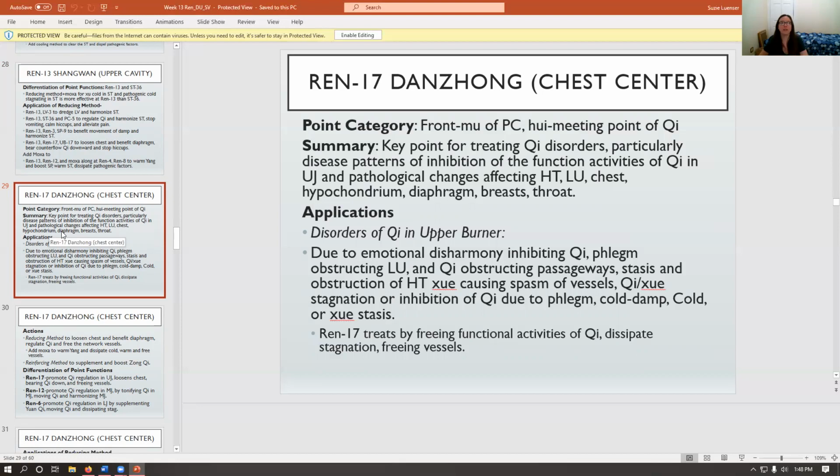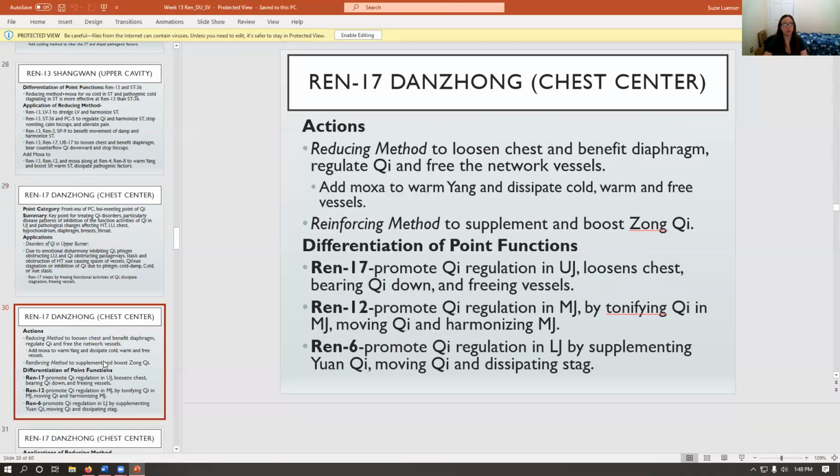Treating qi disorders of the upper jiao. Treats by freeing functional activities of qi, dissipating stagnation, and freeing the vessels. So a strong qi moving point. We can reduce or reinforce with this. I would argue more often than not, we're going to be reducing with this point to help move qi, but we can also reinforce to supplement and boost zong qi specifically.